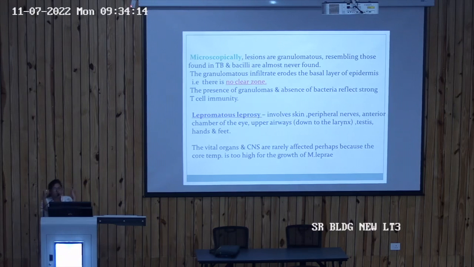And now coming to lepromatous leprosy, what happens? Lepromatous leprosy usually involves skin, peripheral nerves, anterior chamber of the eye, upper airways, testes, hands and feet. Okay, but vital organs or CNS are rarely affected because, as I already told you, leprosy affects the cooler sides of the body. The core temperature of CNS or the vital organs is too high for the growth of Mycobacterium leprae.